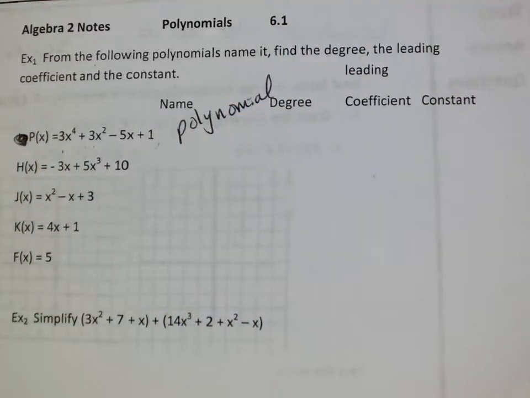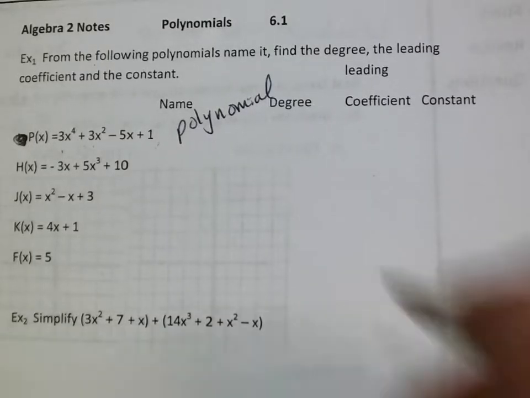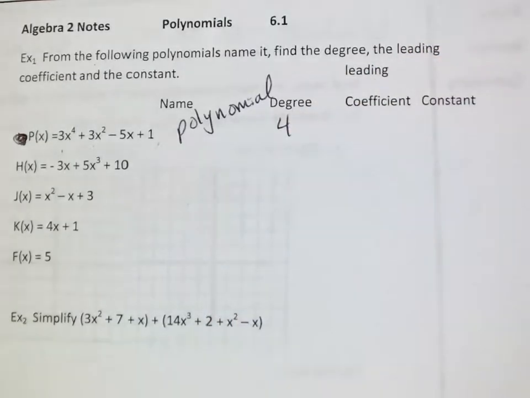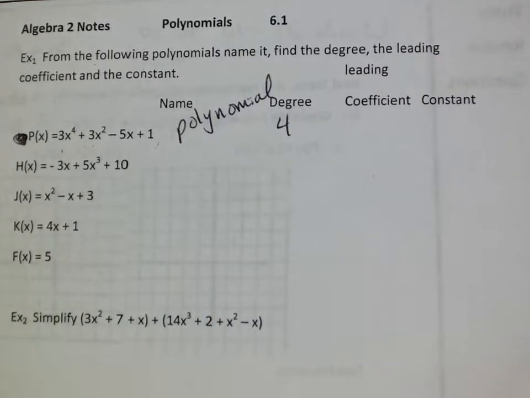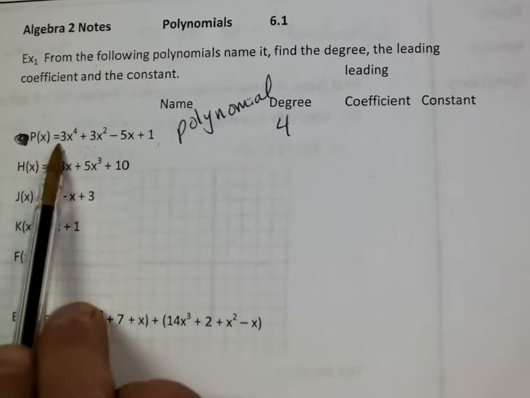That's it. The degree. What's the biggest exponent? It's 4. It's that easy. The coefficient. What's the leading coefficient? What's the number in the lead? It is 3, right? So the leading coefficient is 3.